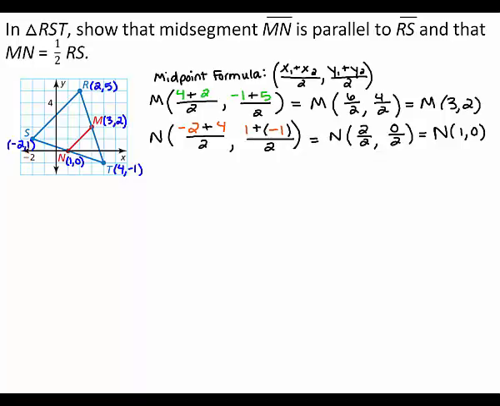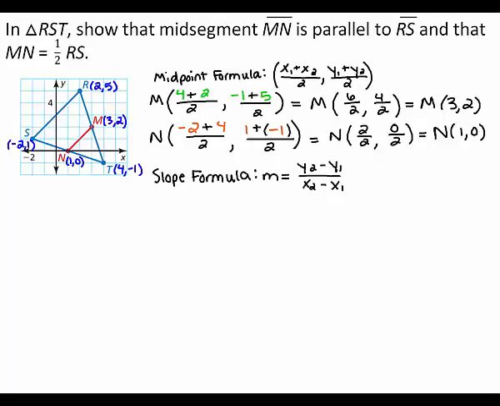Now, two segments are parallel if they have the same slope. So, to show that midsegment MN is parallel to segment RS, you need to show that they have the same slope. You can find the slope of each segment using the slope formula.